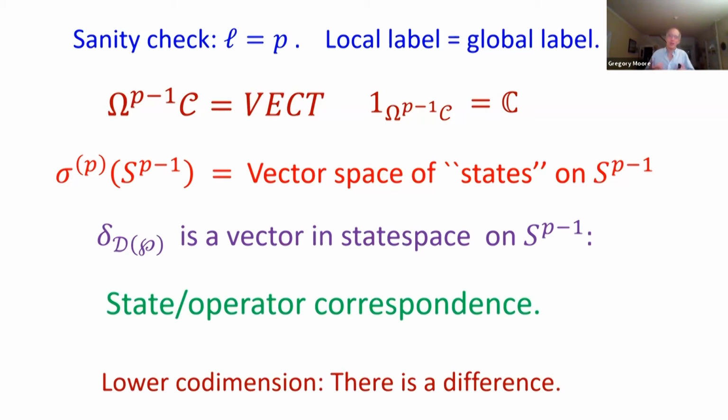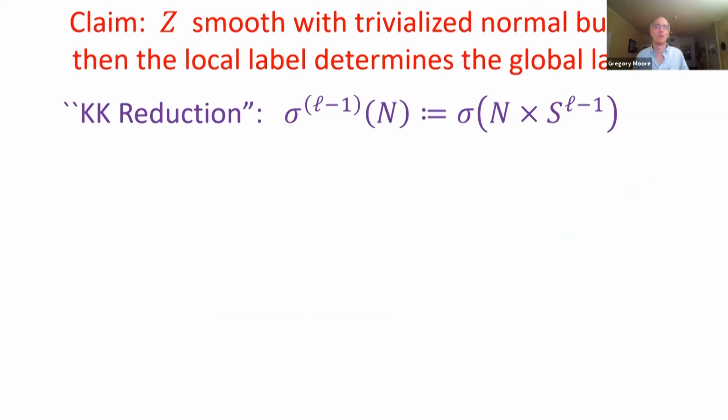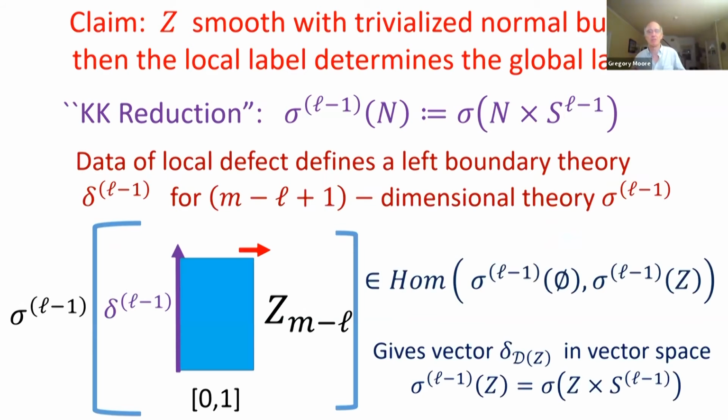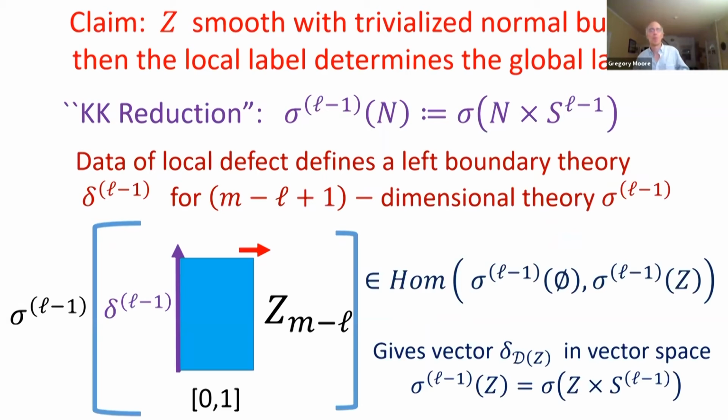Now, as we go to higher dimensional objects, that is lower codimension, there's a real difference between local and global labels. And what we claim in the paper is that if Z is smooth with trivialized normal bundle, then the local label actually does determine the global label. That's basically the Kaluza-Klein idea, but I want to be careful about my time and I'm running low, so I'm going to skip that discussion. Suffice it to say that you can show that.